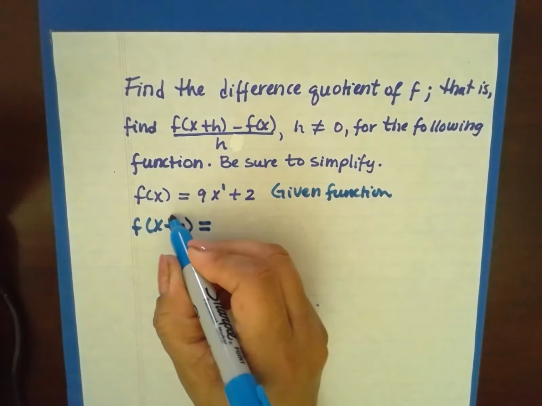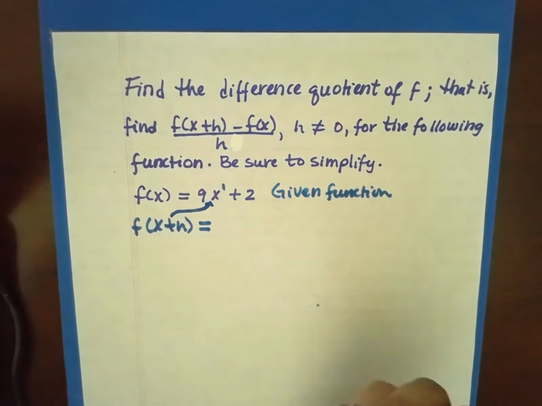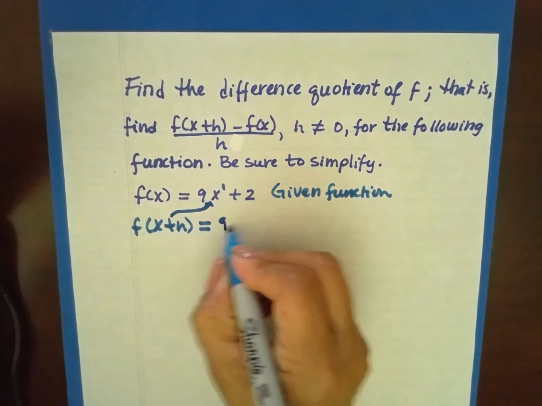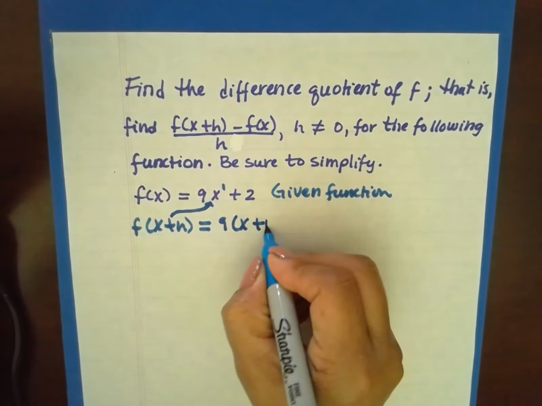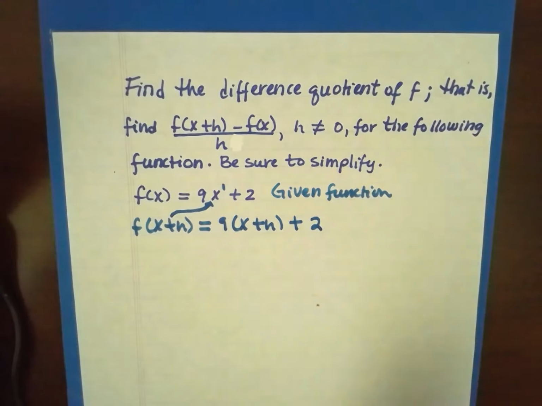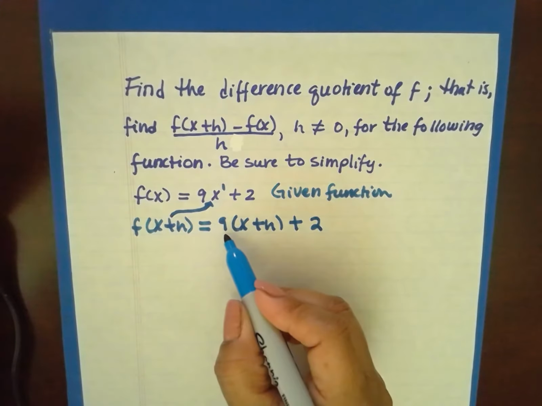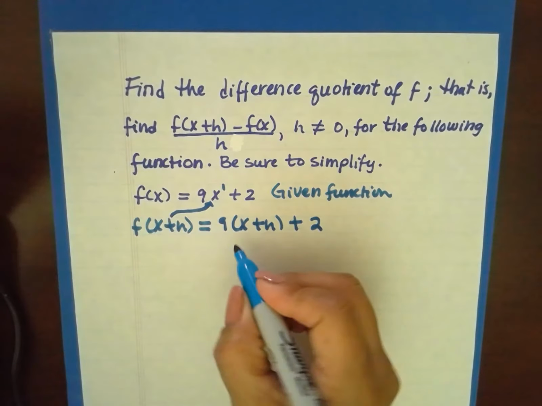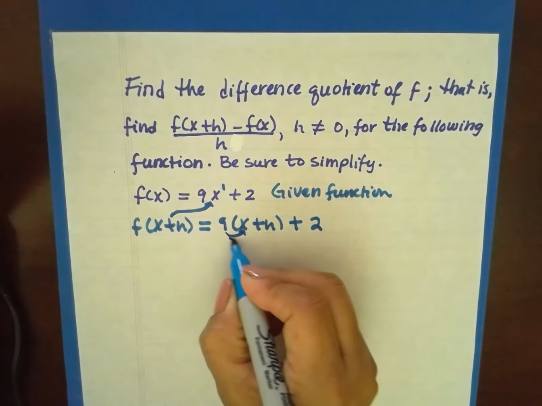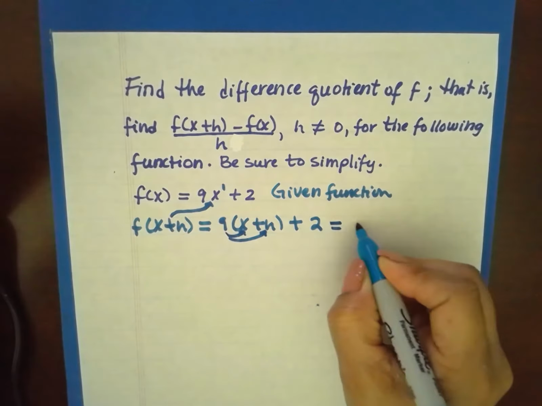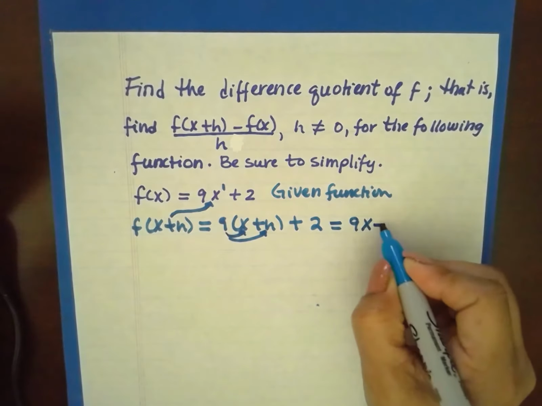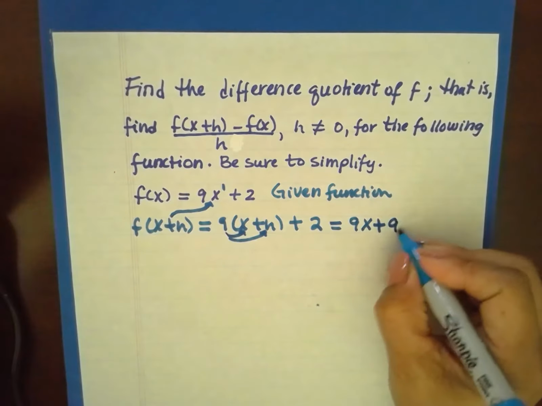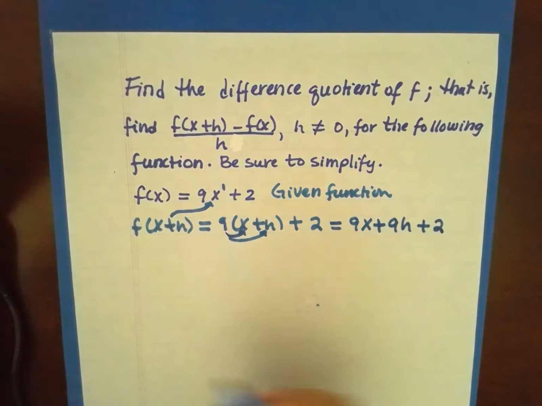So everywhere you see the x in the f of x function, we are going to replace it with x plus h. Everything else remains the same. The coefficient and the constant, they remain the same. So we're going to use the distributive property to simplify this function: 9x plus 9h plus 2.